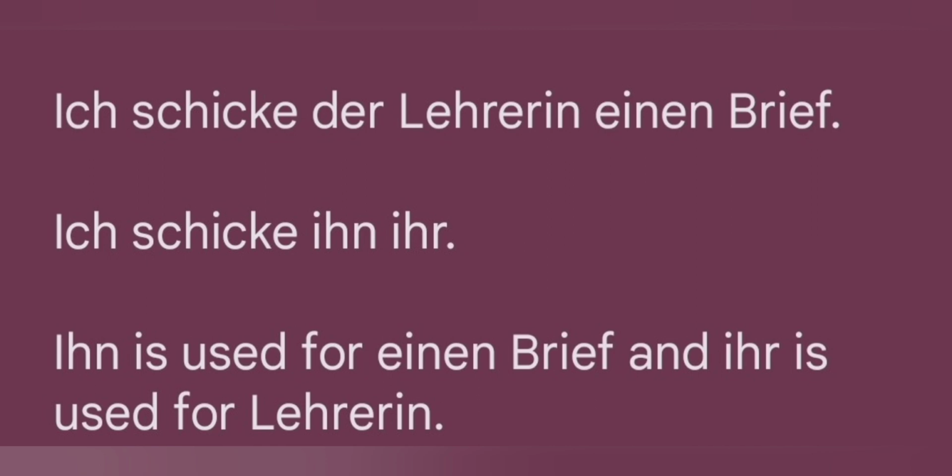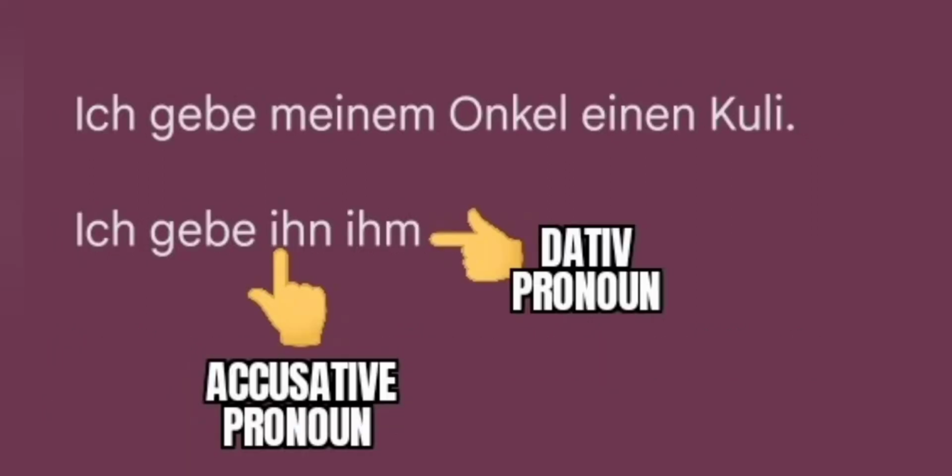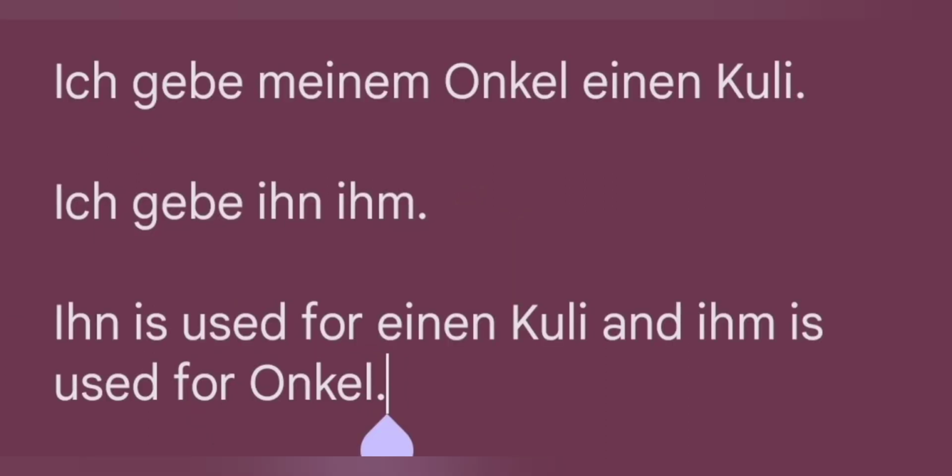So I am coming to the next sentence: Ich gebe meinem Onkel einen Brief. If we want to make this sentence using pronouns instead of these nouns, we will make the sentence like this: Ich gebe ihn ihm. In this sentence also, the dative pronoun comes to the end. Ihn is used for einen Kuli and ihm is used for uncle.